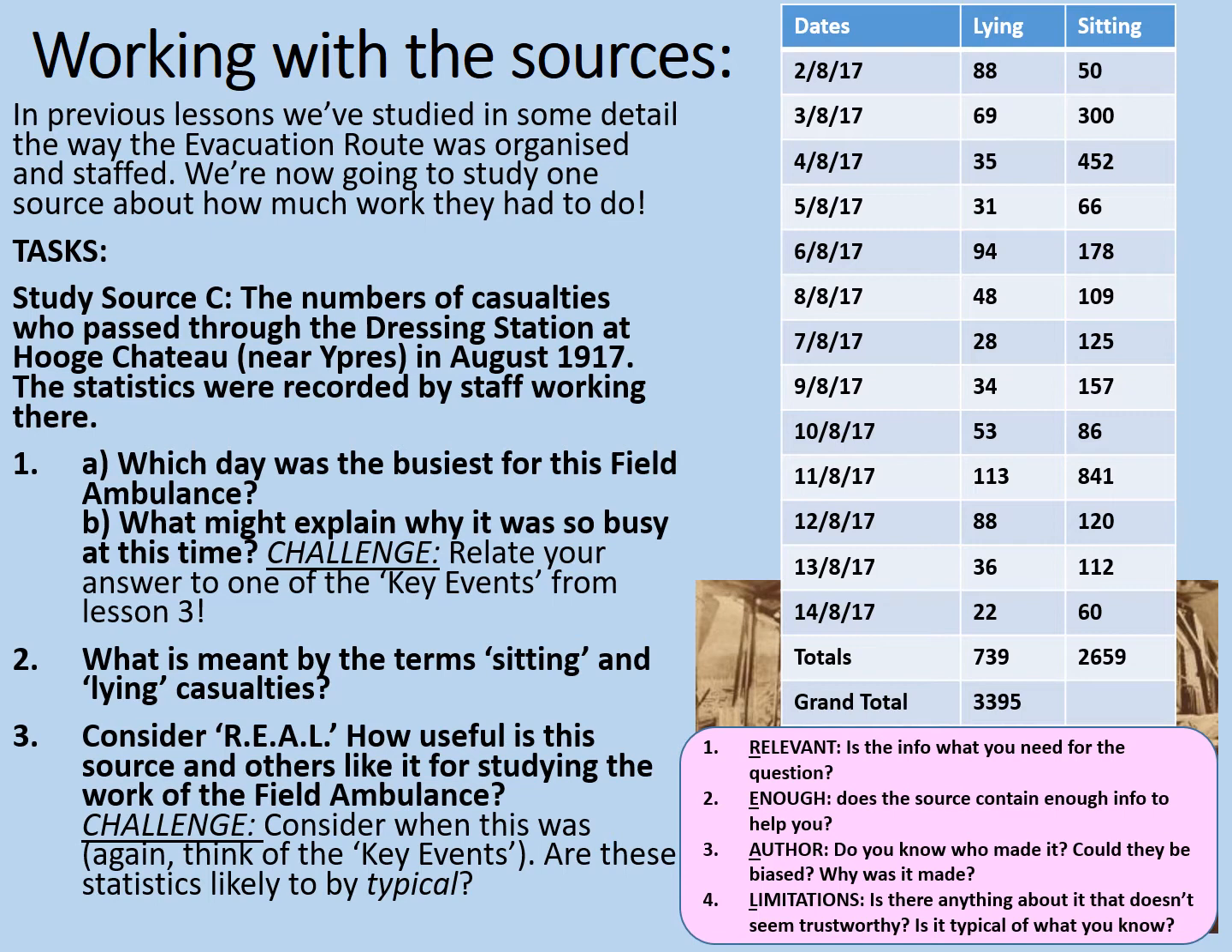Done? Okay. For question 1A, which was the busiest day for this field ambulance, there's a quite clear answer on that. It's the 11th of August 1917. Of lying patients, there are 113 listed, and sitting patients a whopping 841, almost twice the number on the next busiest day. So what might explain why it's so busy at this time?